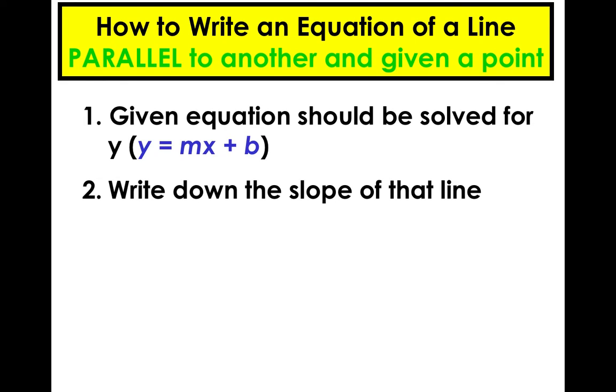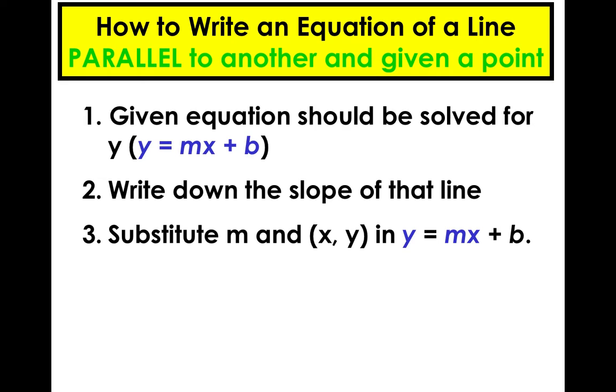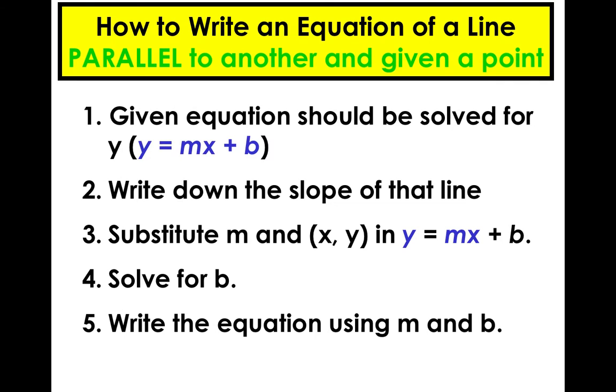Write down the slope of that line. Once you put it into slope-intercept form, you're going to write down the slope of that line. Then you're going to substitute m and x comma y into your equation to find the y-intercept. And then you're going to write the equation using m and b.